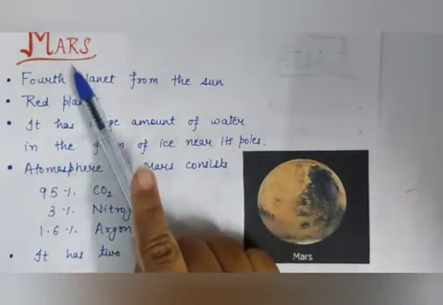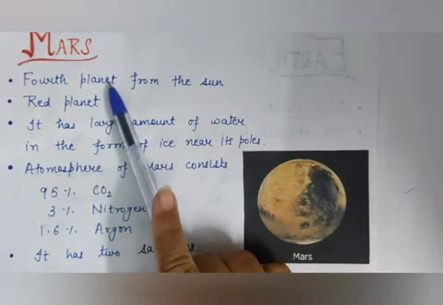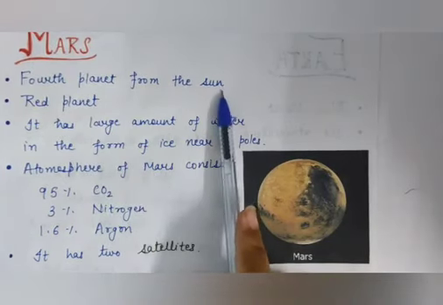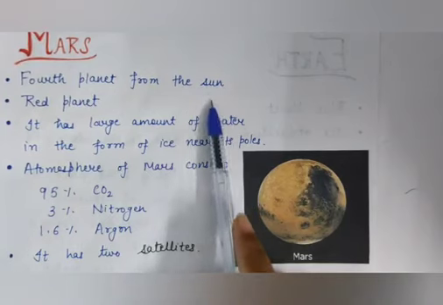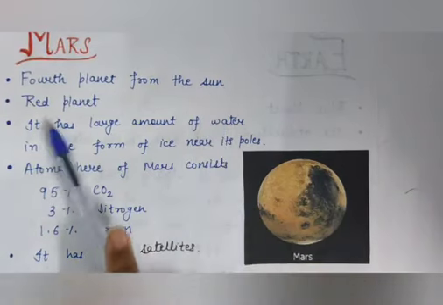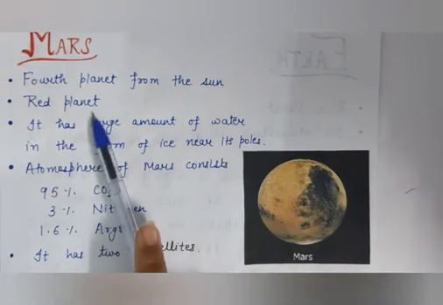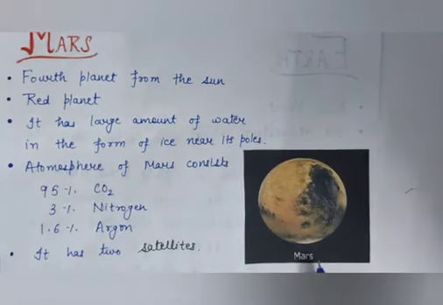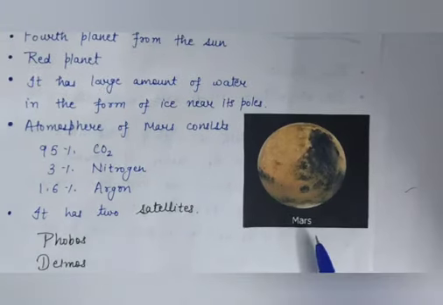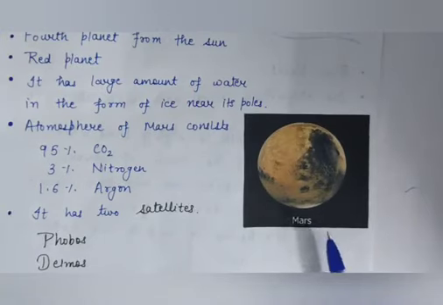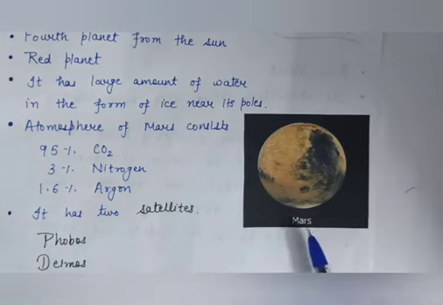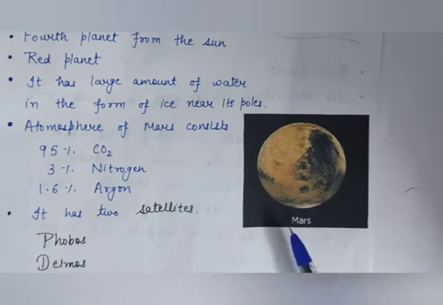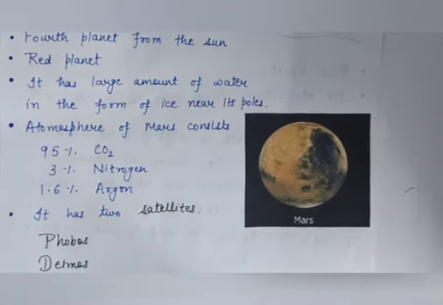Now next is Mars. Mars is the fourth planet from the sun and the second smallest planet in the solar system. It is also called the red planet because it appears reddish. Why? Due to the presence of a large amount of iron oxide in its soil. That's why it appears reddish in color and it is called the red planet.